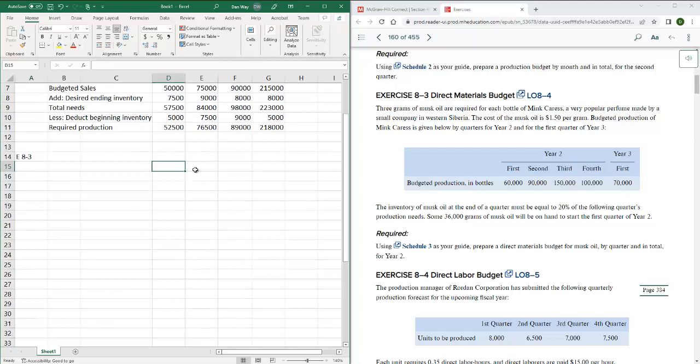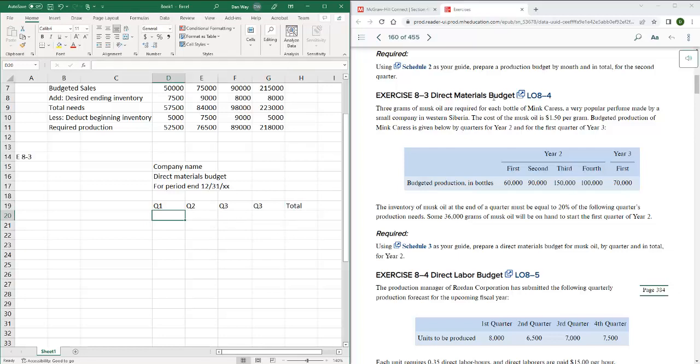So let's add a little header just to keep ourselves honest. We don't know the company name, so we'll just put company name. This is our direct materials budget, and this is for period ending 12/31, year 2. So we're going to do it by quarter and in total. So I'm going to do Q1, Q2, Q3, Q4, and then we'll have our total out here.